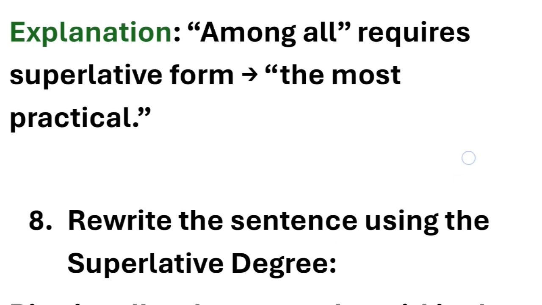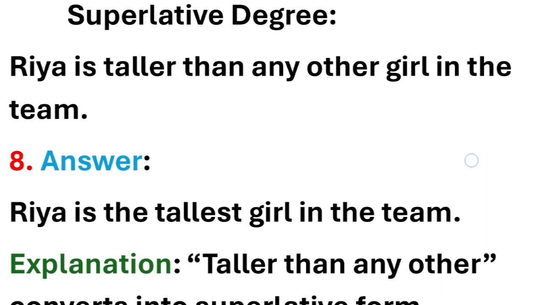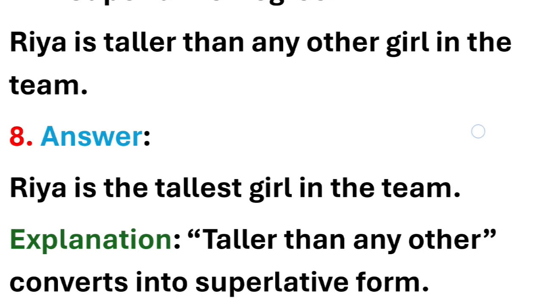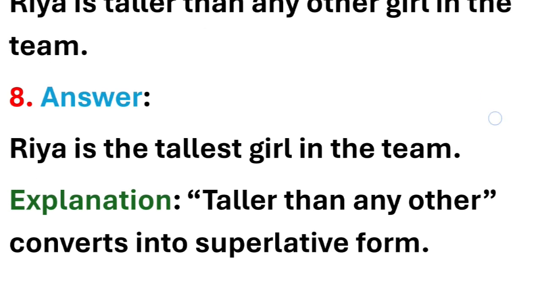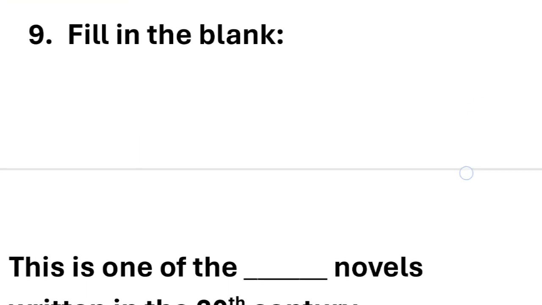Now let's talk about question 8. Rewrite the sentence using the superlative degree. Ria is taller than any other girl in the team. Answer should be: Ria is the tallest girl in the team, because we had to make superlative from comparative. Let's talk about the explanation. "Taller than any other," which is comparative, will convert into the superlative form, hence the tallest of all.